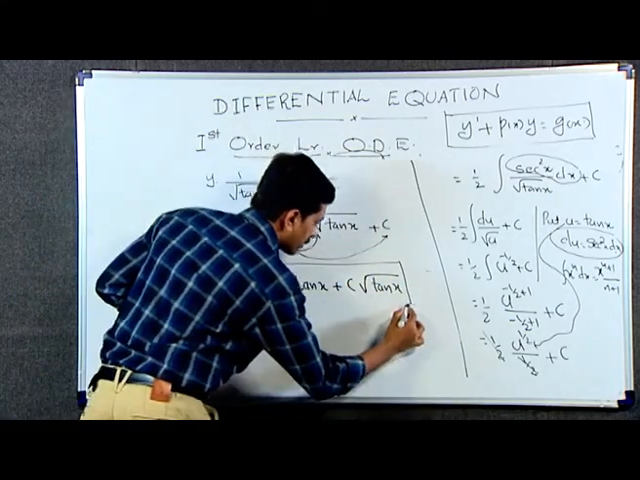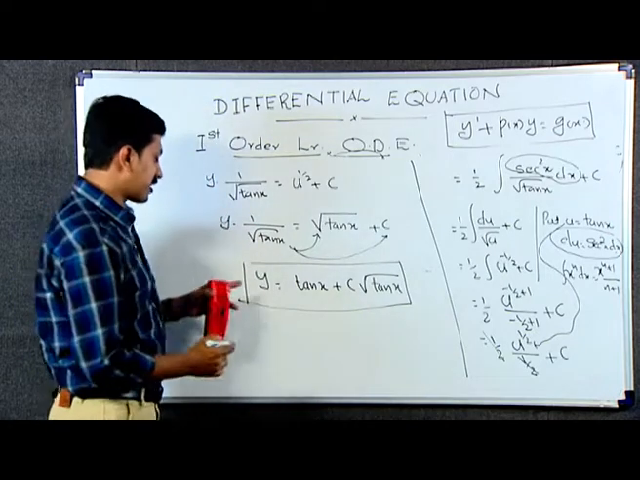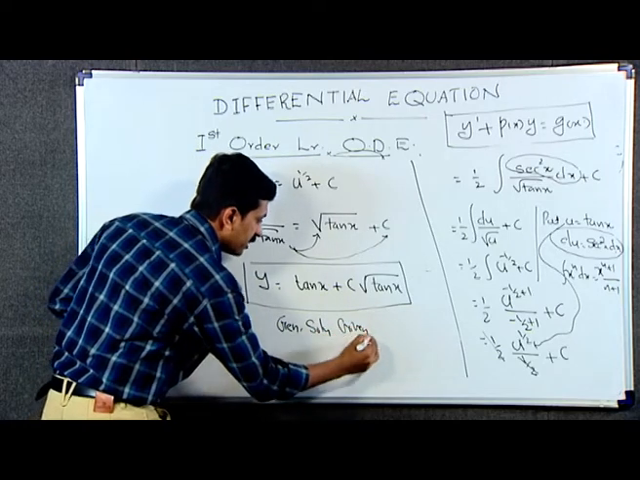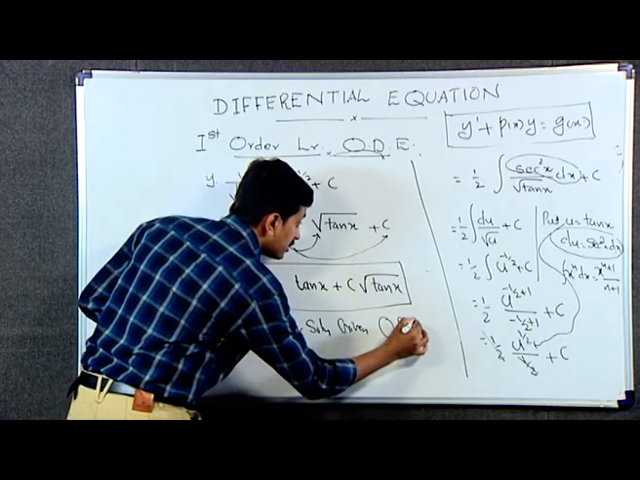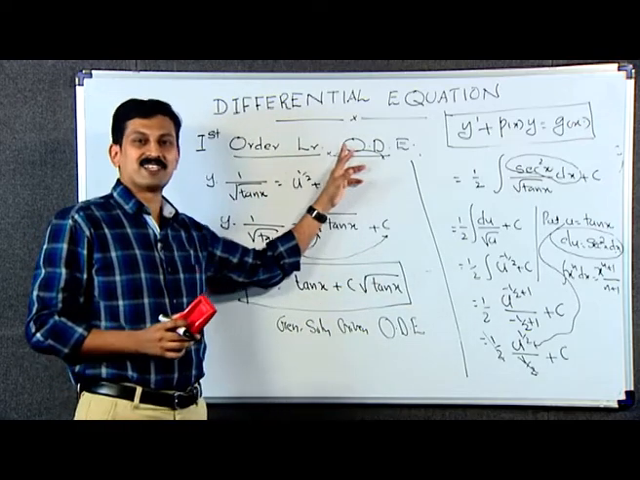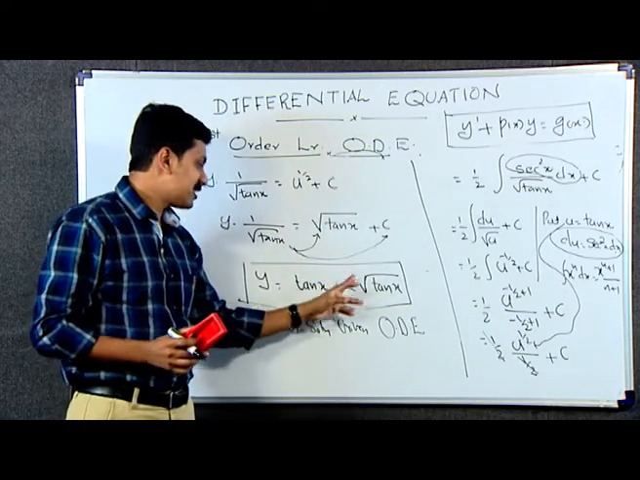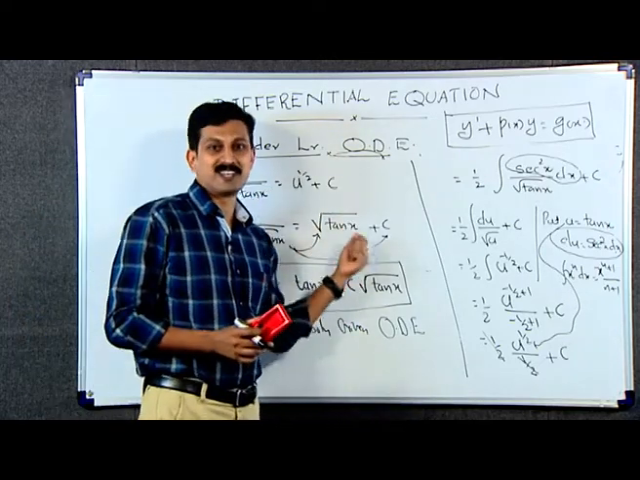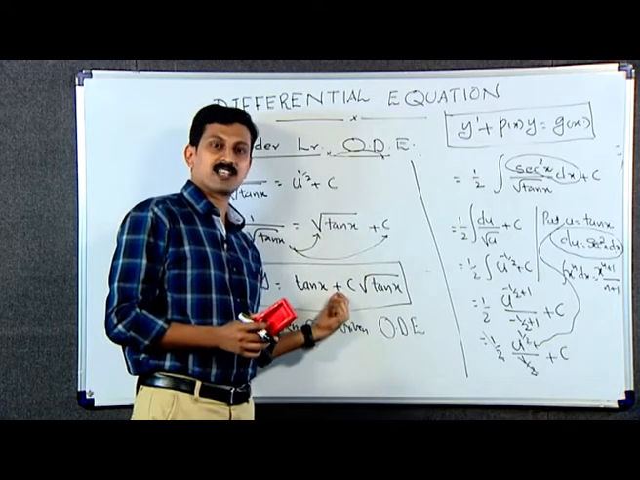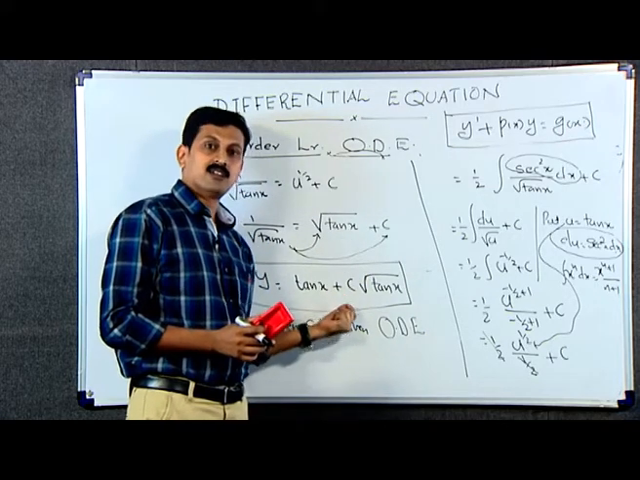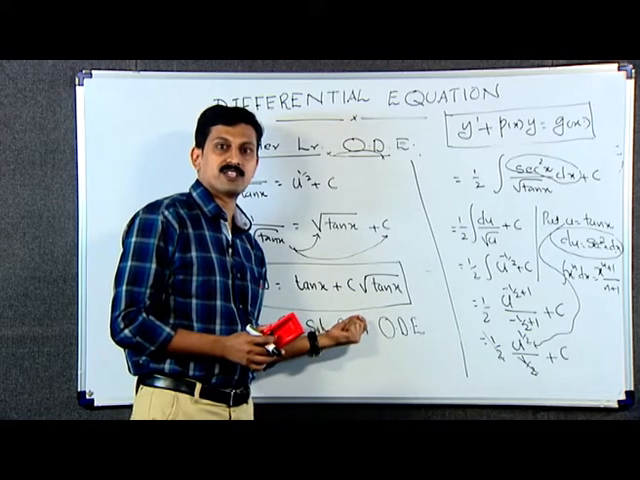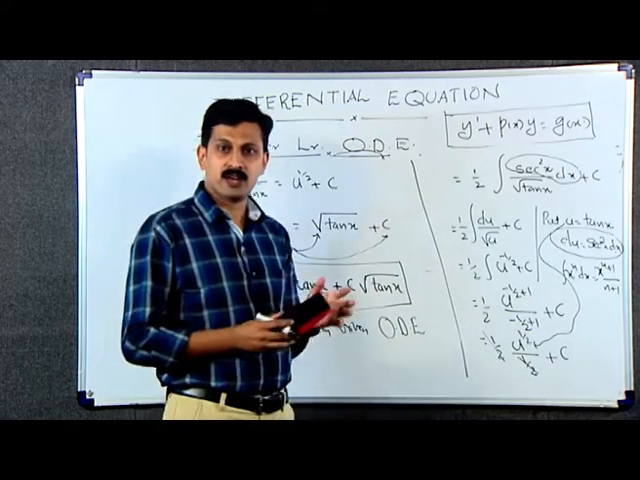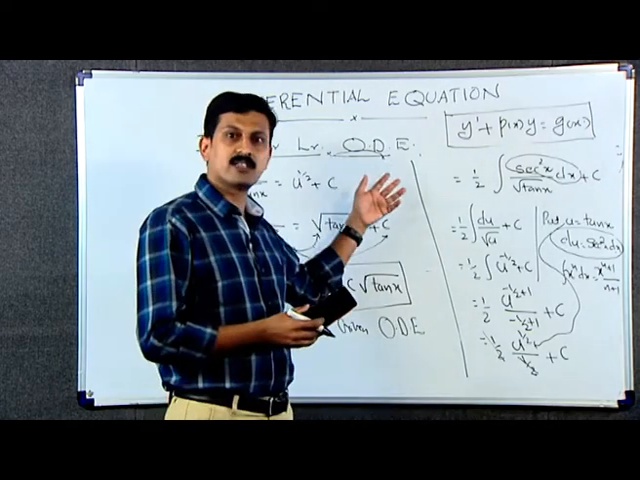And now our task is over. This is the general solution of the given ordinary differential equation, which is a linear ordinary differential equation. Here c is arbitrary, because in our question there is no mention of an initial condition. If an initial condition were mentioned, as I said earlier, there would be a possibility of a particular solution instead of a general solution.